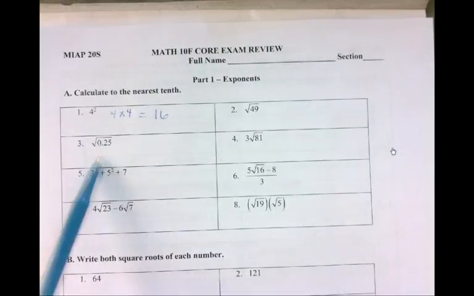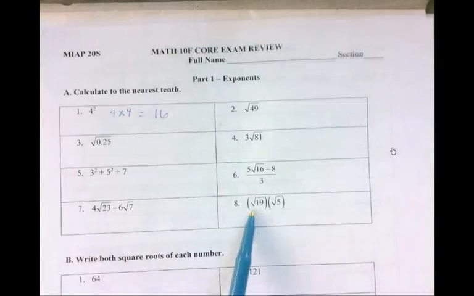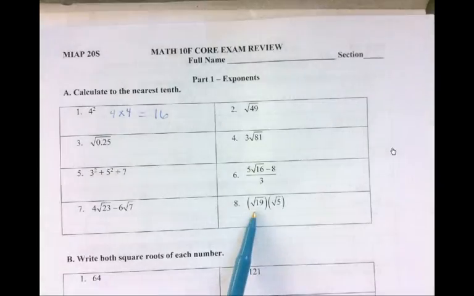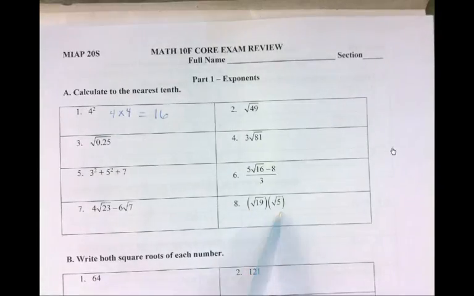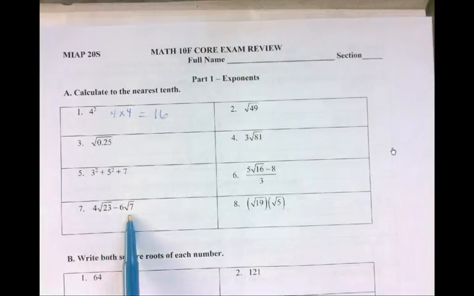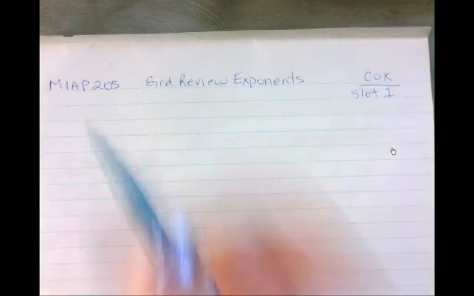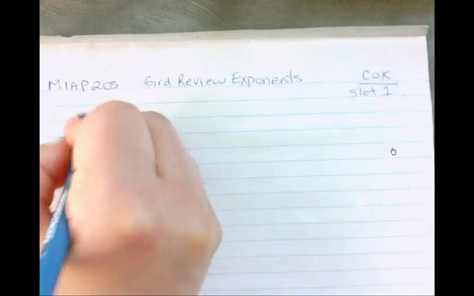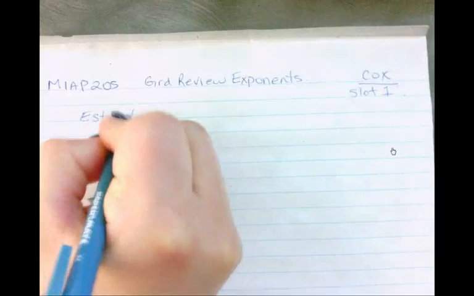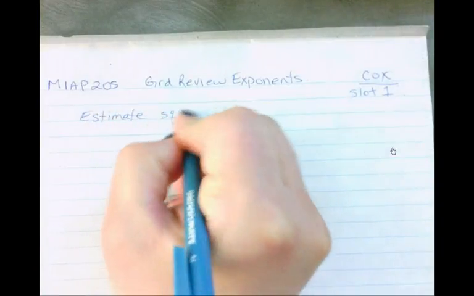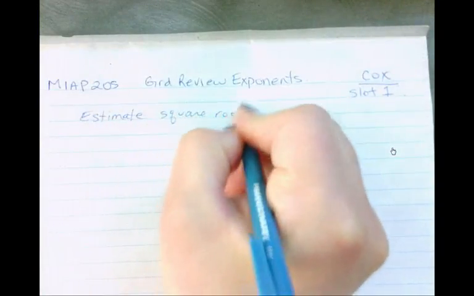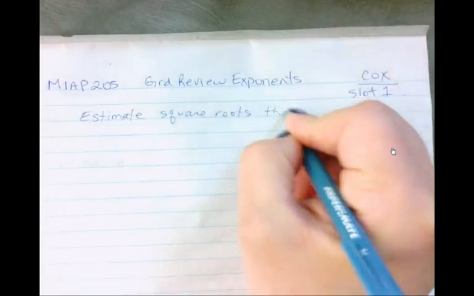Okay, so some of these are pretty standard, right? But then we get to questions that look like this: the square root of 19 and the square root of 5, or the square root of 23 and the square root of 7. So how do we estimate square roots that aren't perfect squares? So let's have a look at that. So estimating square roots that are not perfect.